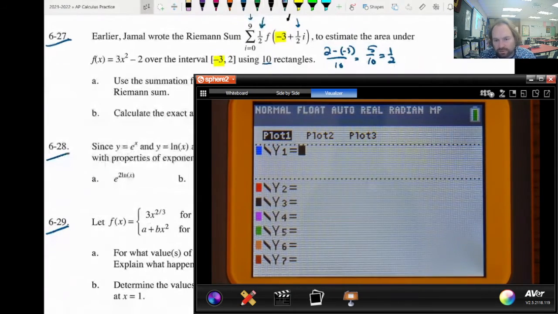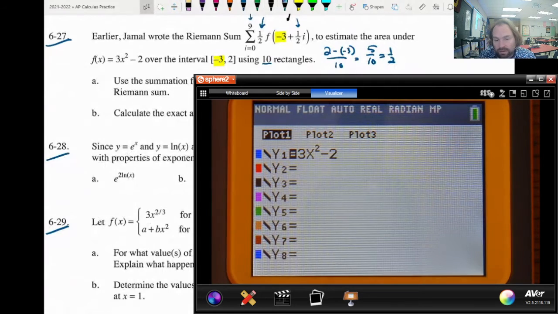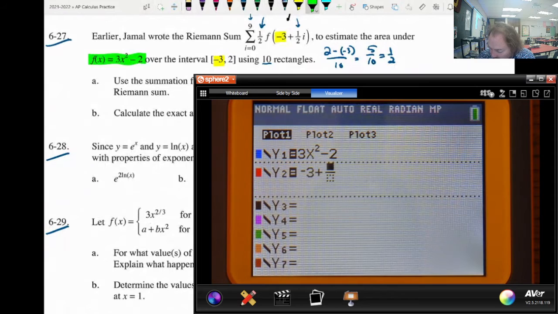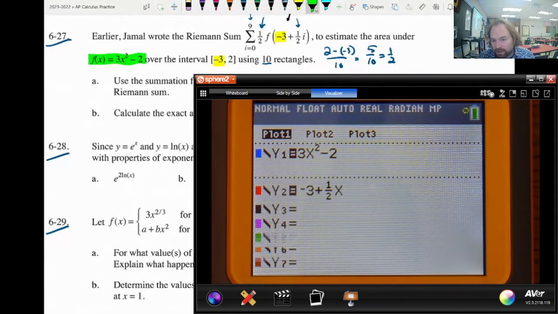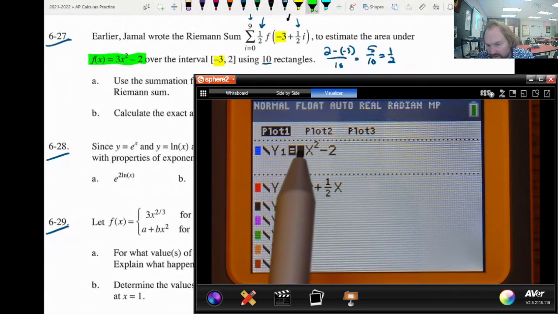The first thing we need to do is program in 3x squared minus 2 into y1, because that's the original function that we're dealing with, and we're going to need that. Into that function, we are plugging negative 3 plus 1/2 x, or 1/2 I guess. That's what we're plugging into this function. So you can think about this like a composite. This is getting plugged into this function.